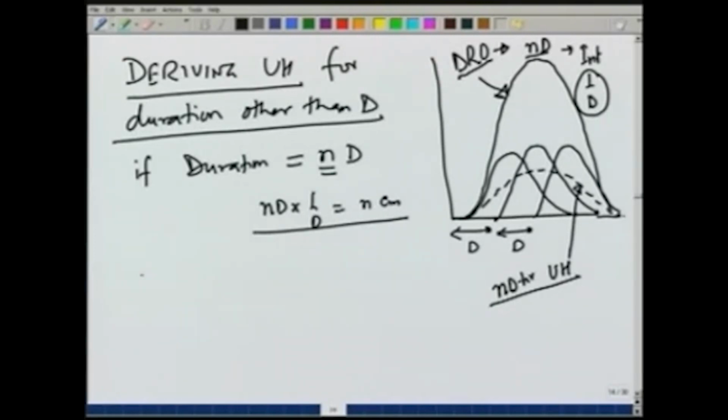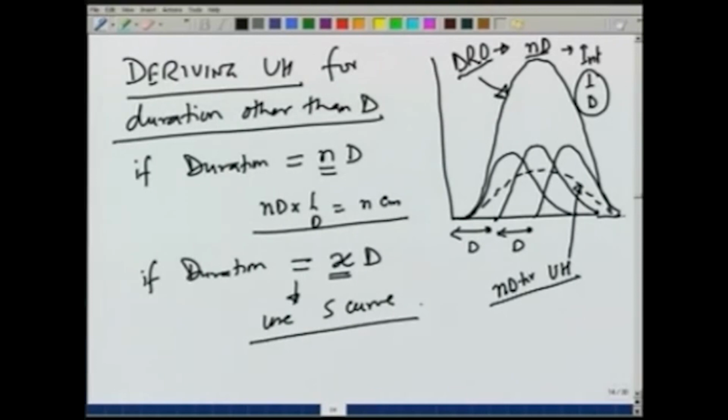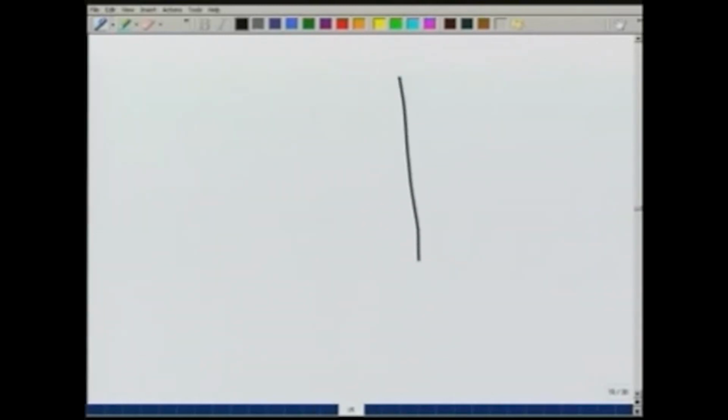The second case is if duration is equal to some fraction x into d, where x is not an integer, then we have to use the S curve. As we have discussed, we can get the unit hydrograph for any other duration by drawing the S curve and shifting it by x d.